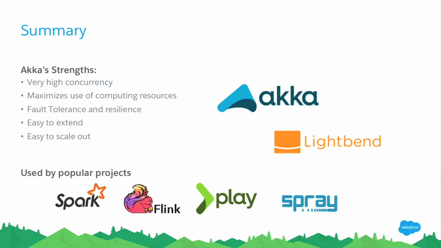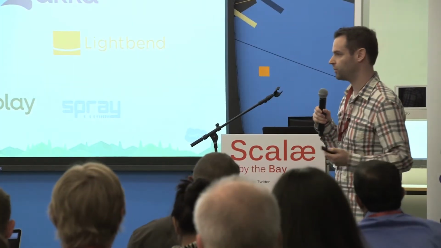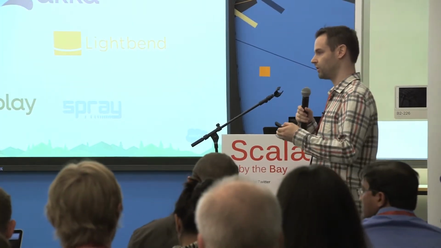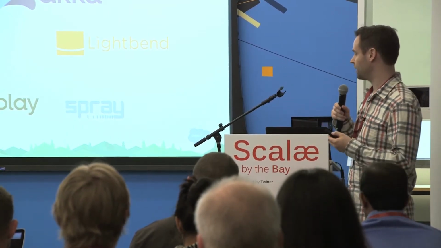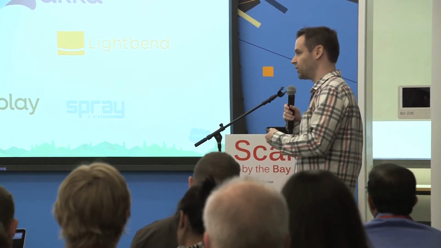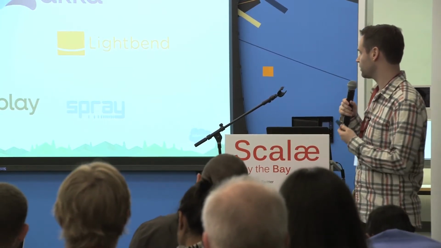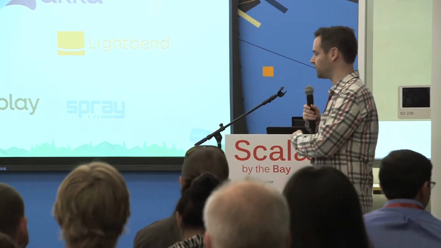It's used by, or been used by popular projects. It was used in Spark up to version 1.4, and then they switched to their own custom RPC layer. It's used by Flink for doing stream processing. Flink actually uses the Java API. It's a fun fact. And used by Play and Spray.